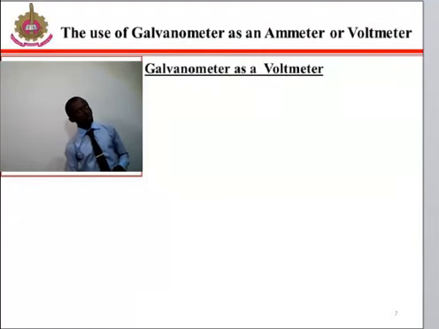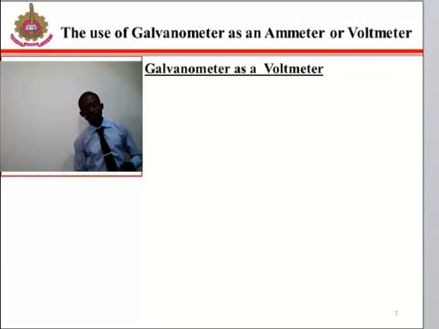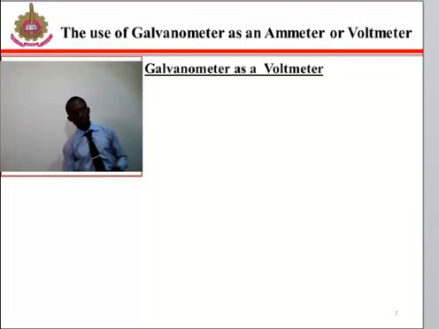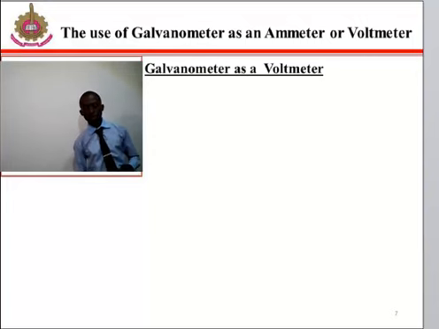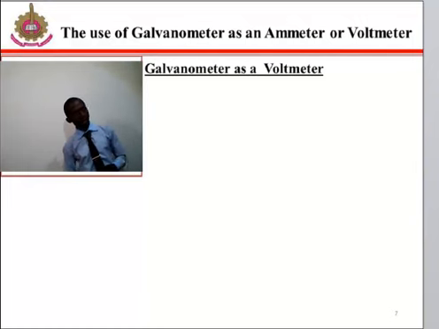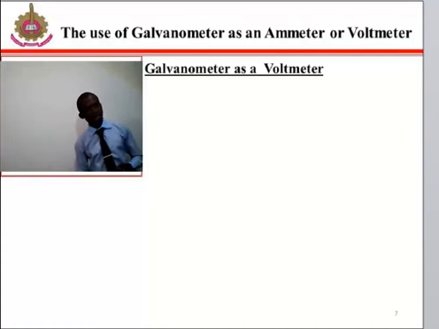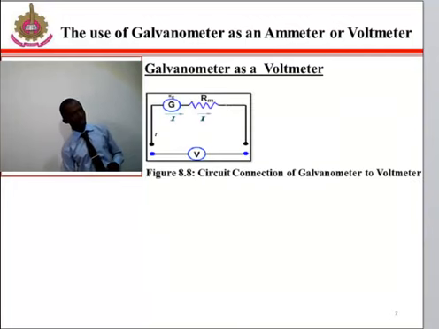Now, how can we use a galvanometer as an ammeter or voltmeter? Since a galvanometer is a very sensitive instrument, it cannot measure a high potential difference or current. So in order to use a galvanometer as a voltmeter, a very high resistance called a multiplier, denoted by Rm, must be connected in series to the galvanometer as shown in figure 8.8.